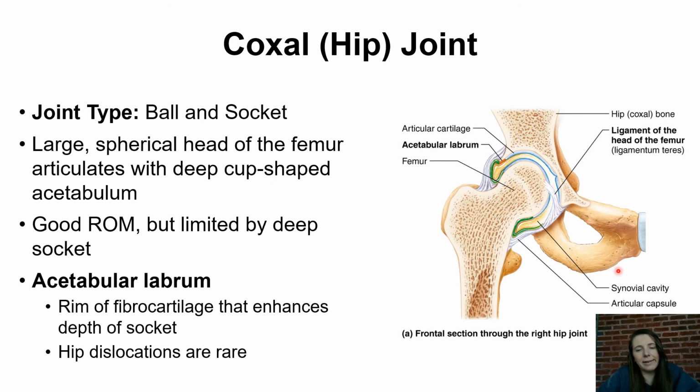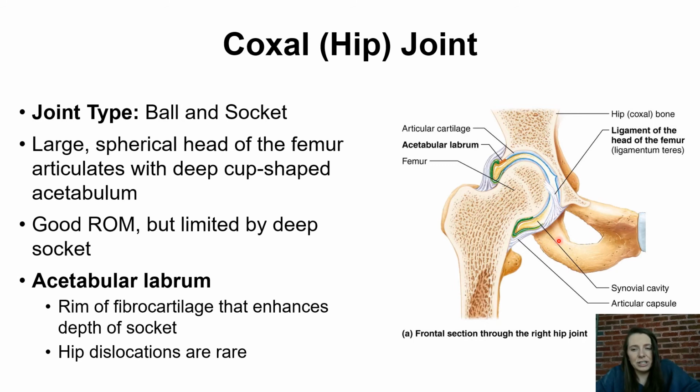So that takes care of the elbow joint. Now we're moving down the body, and we are going to talk about the hip joint. The hip joint is a ball and socket joint, just like our shoulder joint was. The articular surfaces include the head of the femur, which articulates with what's called the acetabulum, which is basically this cup-shaped section of the hip bone.